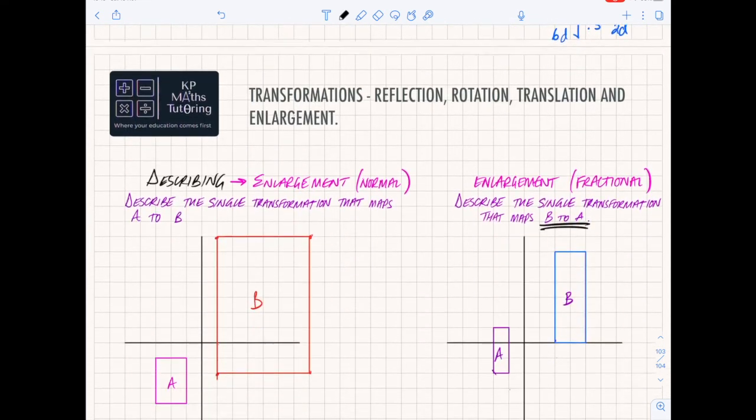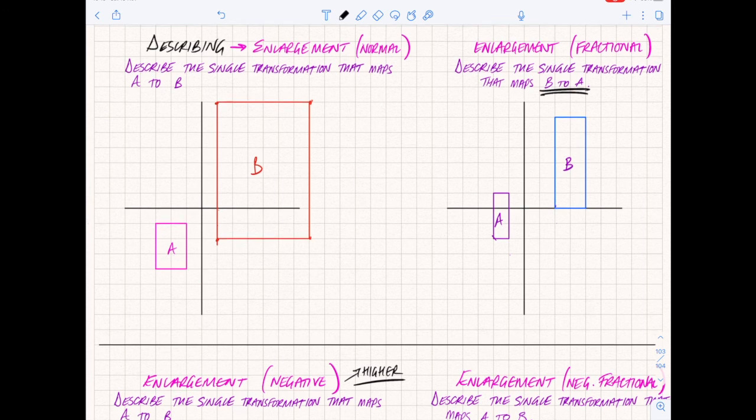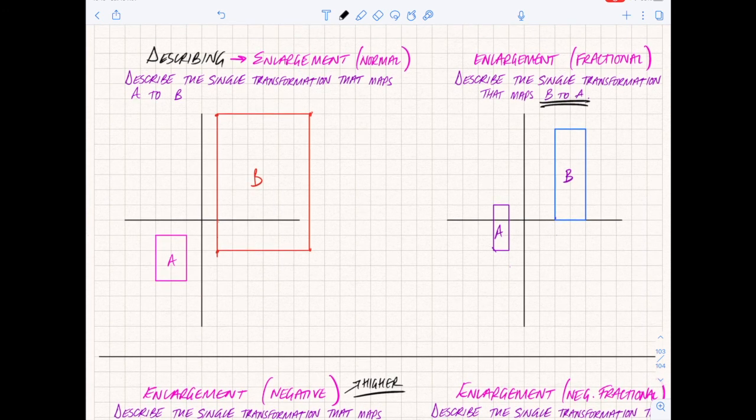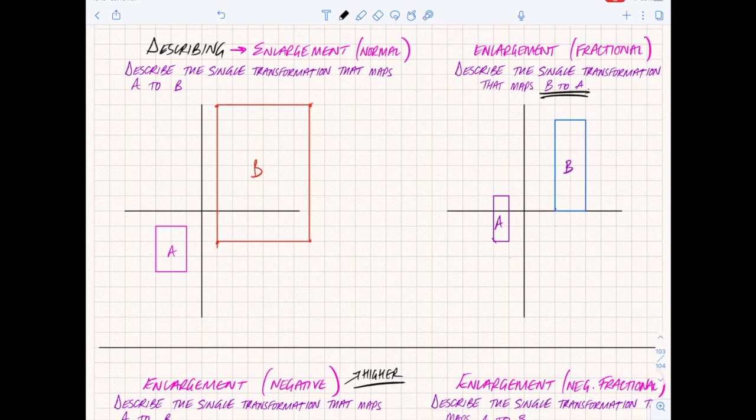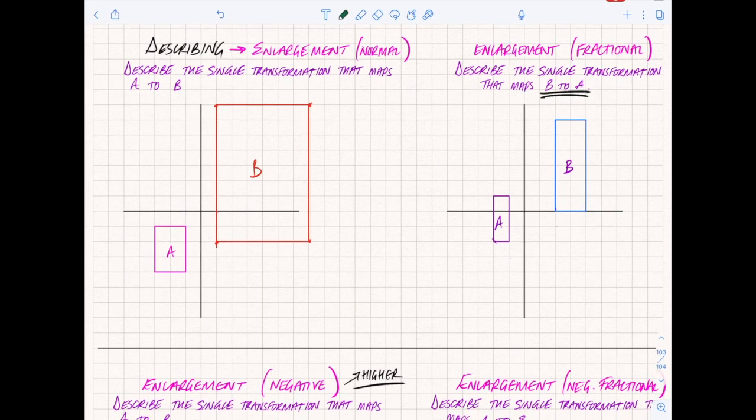Right, last bit we're going to look at is we're going to talk about how we describe enlargement. Okay, so this is the last part of the video. Stay with me. We're going to go through how we actually describe enlargement if it was to come up in an exam. Okay, so the question will say, describe the single transformation that takes A to B or B to A. What we need to do is we need to look at, first of all, what's happening. We're going A to B. So we're going from this shape to this shape. So you need to think to yourself, what's happening for me to go from A to B?